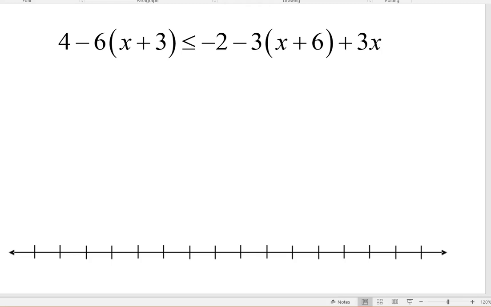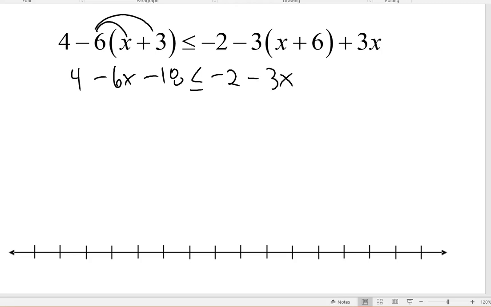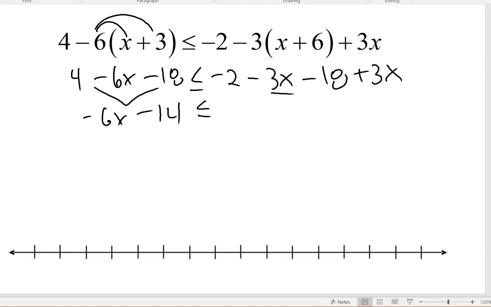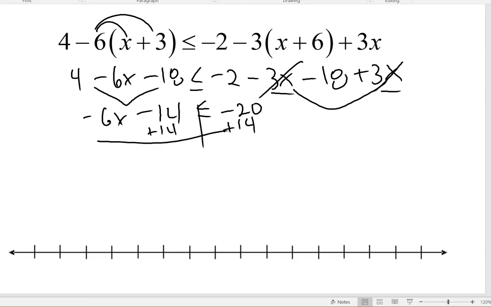We're going to take this like we did before, distribute. So for minus 6x minus 18, negative 2 minus 3x minus 18 plus 3x, I'm liking that. On this side, let's see, negative 6x comes down, 4 minus 18 is negative 14. I like that the x's are opposite, so those would make a 0. And I'm left with negative 20 there. So now we're just ready for inverse operations. Adding the 14, negative 6x less than or equal to negative 6.